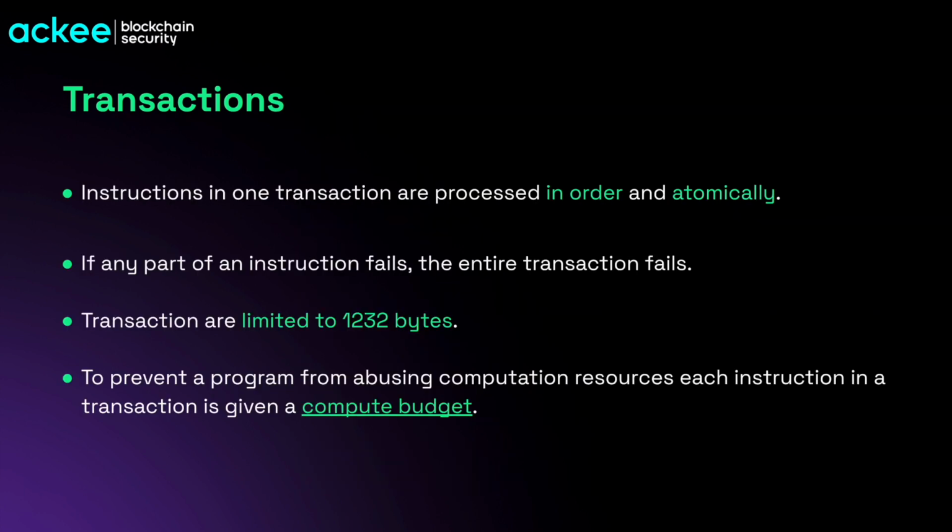So yeah, let's just sum it up. Instructions in one transaction are processed in order and atomically. If any part of the instruction fails, the entire transaction fails. We have some form of limit for a transaction, and to prevent programs from abusing the computational resources, each transaction is given a compute budget.